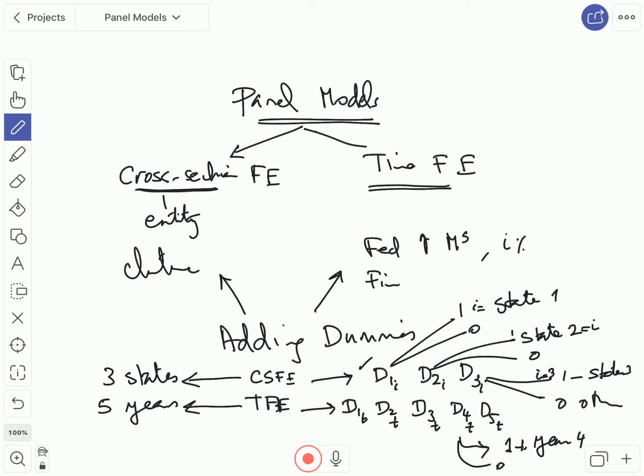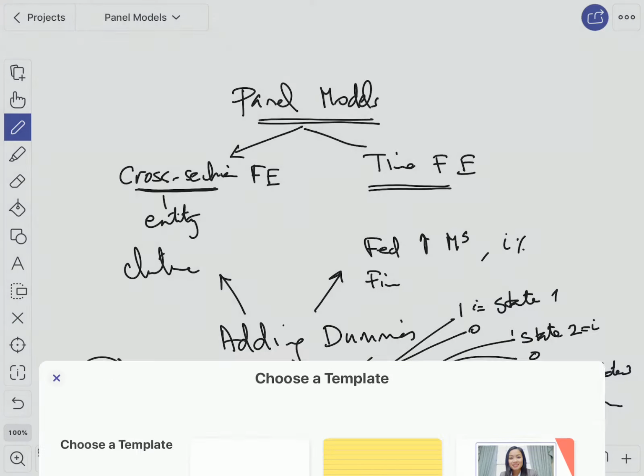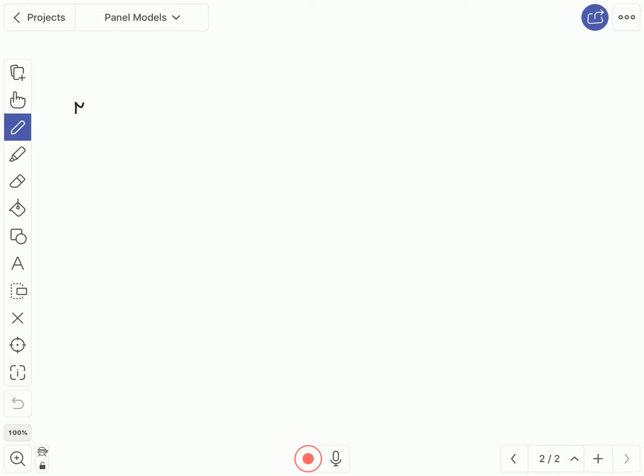So in order to capture that, as you can see, we have 3 states, so 3 dummies for it, and 5 years, so we have 5 dummies for it. So the model would look like this. Yit is equal to beta naught plus beta 1 Xit plus a set of n minus 1 dummies. So we're going to remove one of the dummies to avoid multicollinearity with the intercept. We're going to have t minus 1 dummies to avoid again multicollinearity with the intercept.